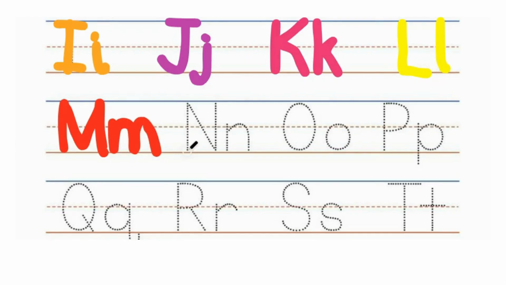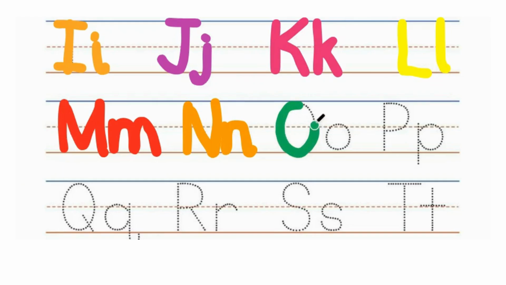Good going, friends. Let's write N now. First capital N and then small n. Okay, next is capital O and small o, which is very simple. Let's write P now. Follow me as we write P together.